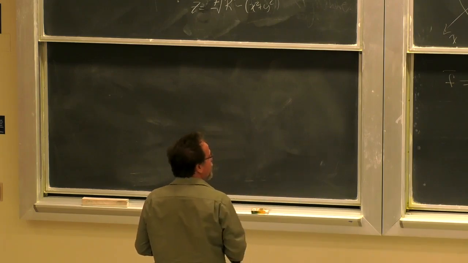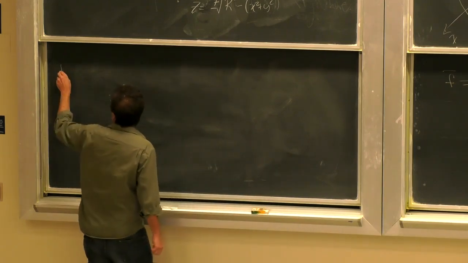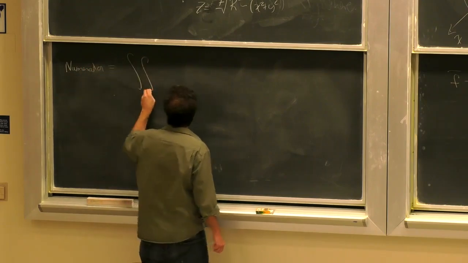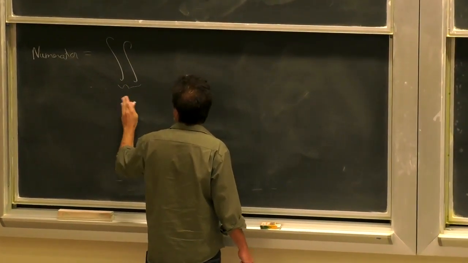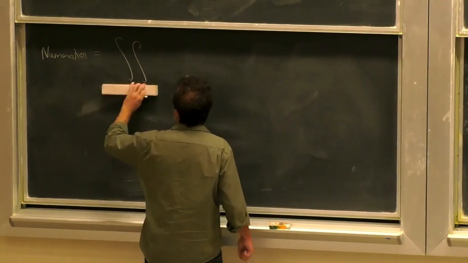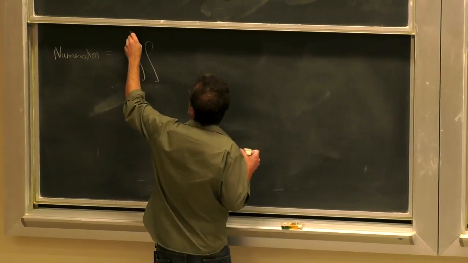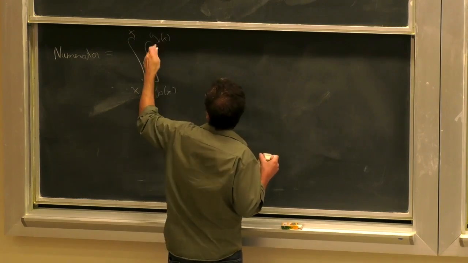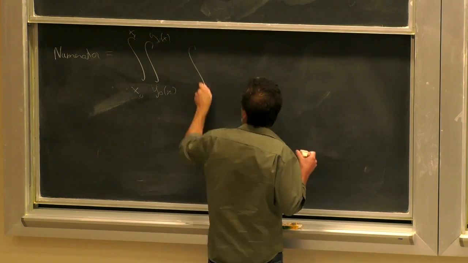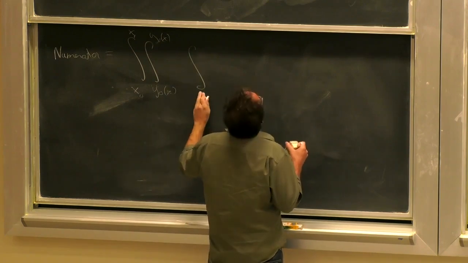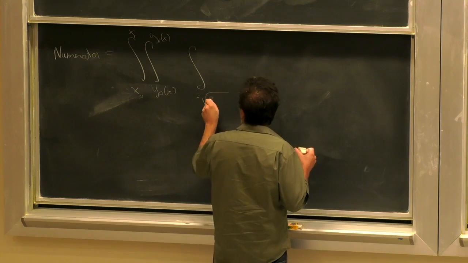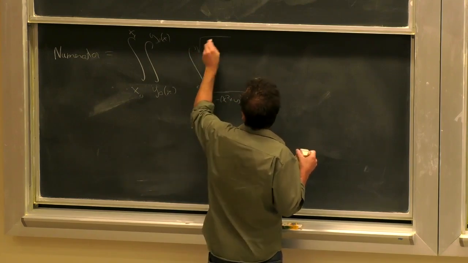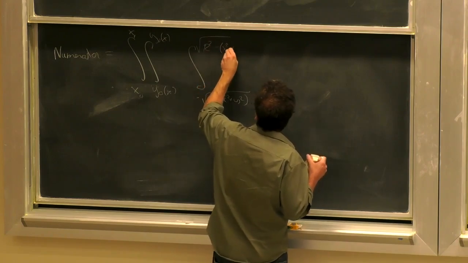Now, let me write my numerator. The numerator is equal to the double integral over the domain in x, y. Let me write the integral from x0 to x1, from y0 of x to y1 of x, where this is the top and this is the bottom in x. Then we're going to do the z integral. So z bottom is going to be the negative square root of r squared minus x squared plus y squared, all the way to the positive square root of r squared minus x squared plus y squared.